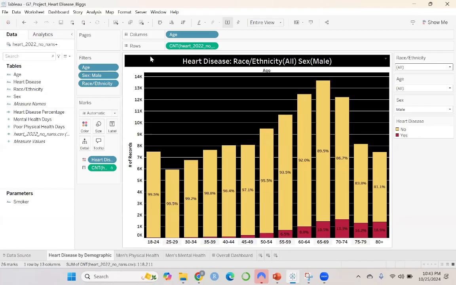All right. So we decided to add all of the filters from age, sex, and race and ethnicity in case anybody was curious about the specific different races and ethnicities, different age groups, and obviously you can still toggle between male and female. So if you're curious about that, you can check that out too.